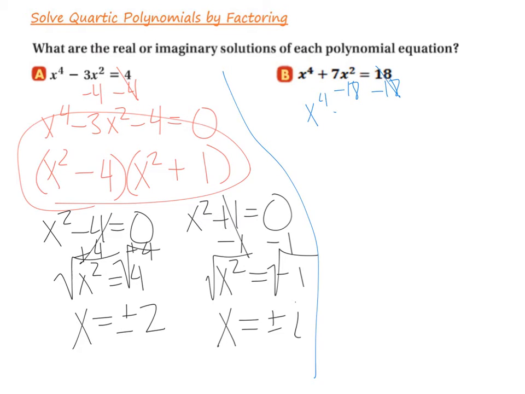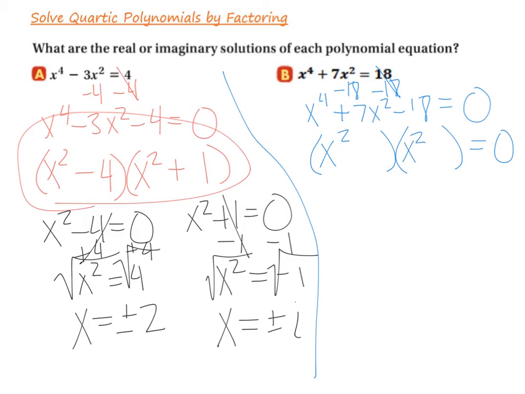So x to the fourth plus 7x squared minus 18 equals 0. So now we are going to factor again. So the x to the fourth, we're going to split that into x squared and x squared. And then the two numbers that multiply to give us a -18 and add to give us a +7 are going to be a -2 and +9.